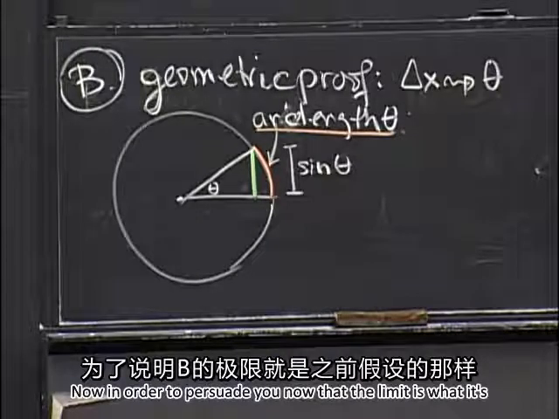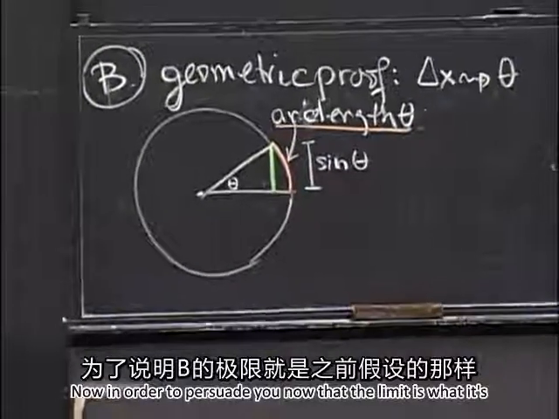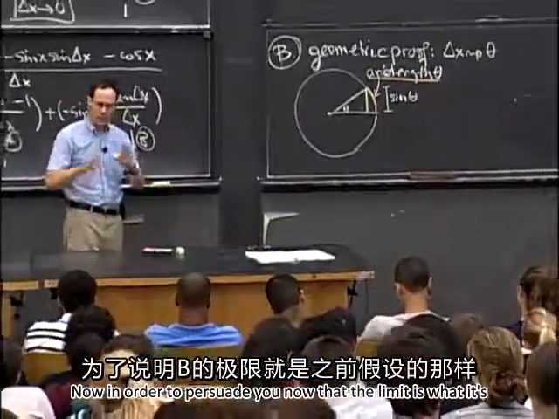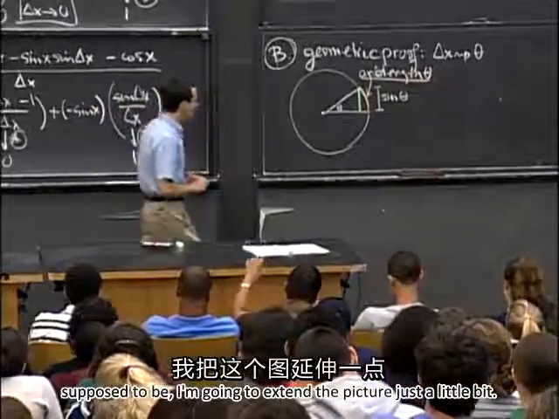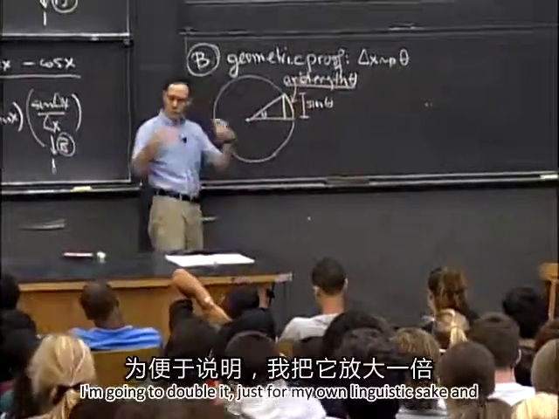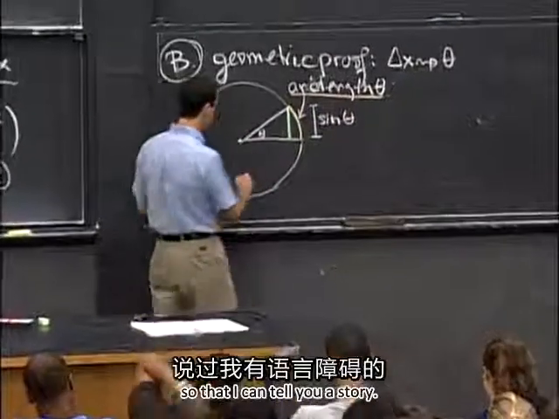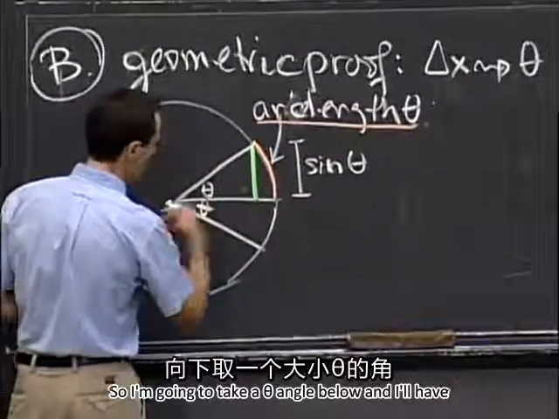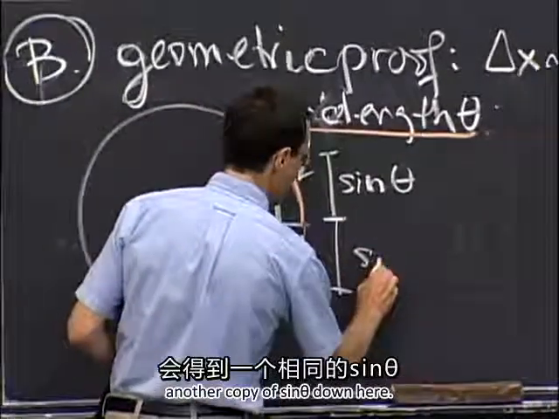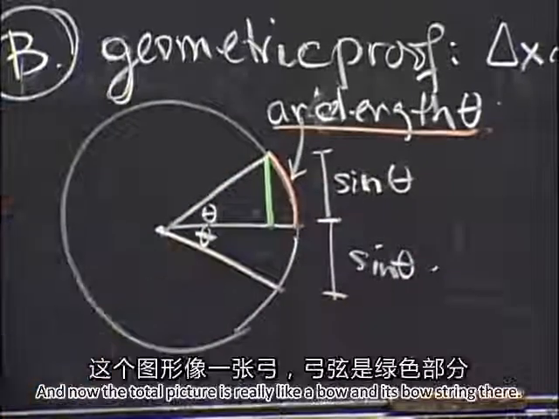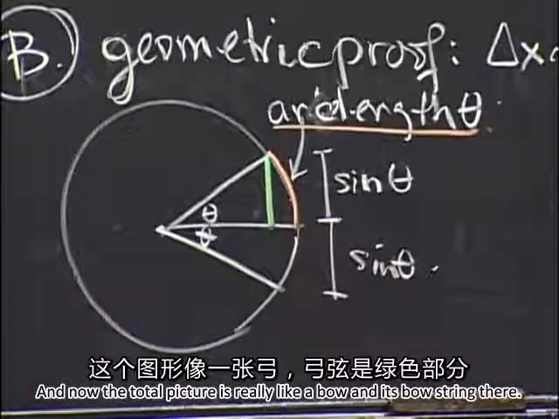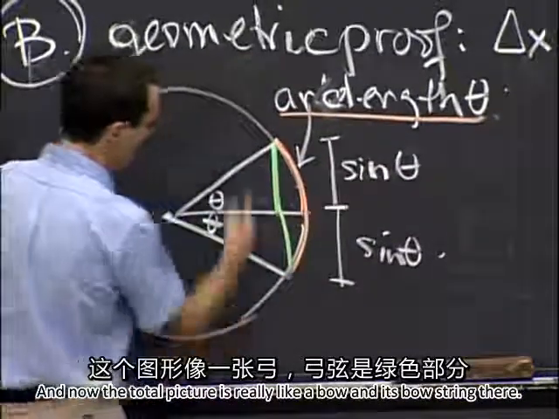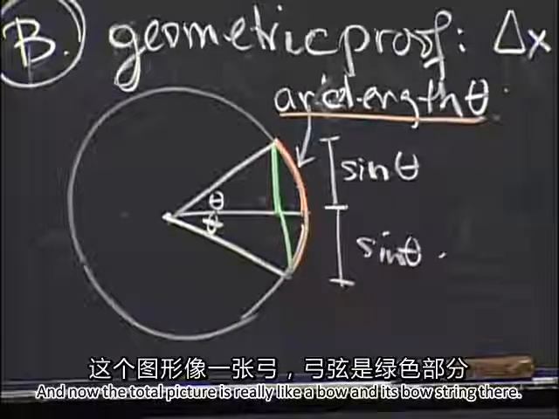Now, in order to persuade you now that the limit is what it's supposed to be, I'm going to extend the picture just a little bit. I'm going to double it just for my own linguistic sake and so that I can tell you a story, all right, so that you'll remember this. So I'm going to take a theta angle below, and I'll have another copy of sine theta down here. And now the total picture is really like a bow and its bowstring there, all right?